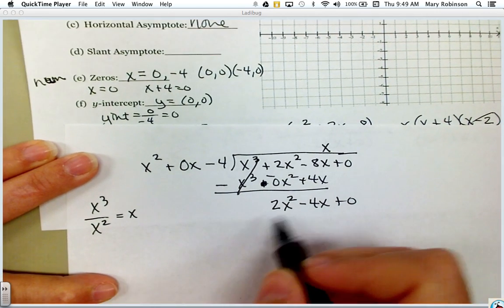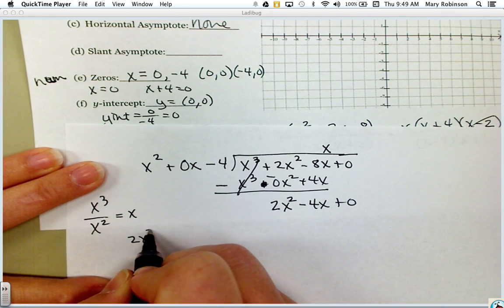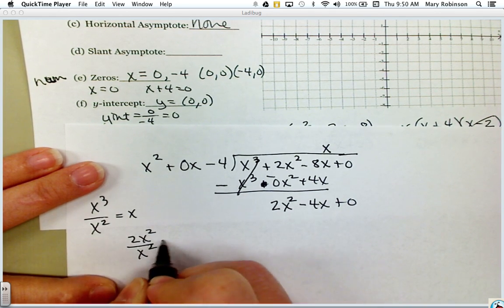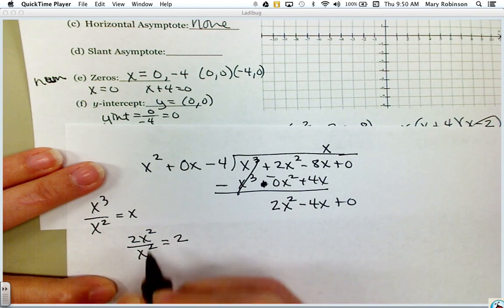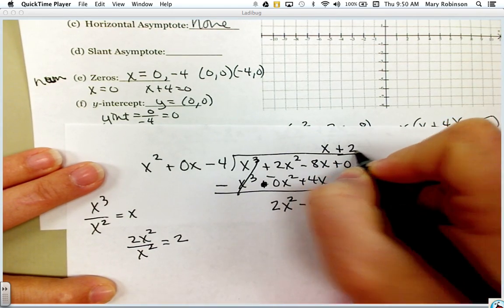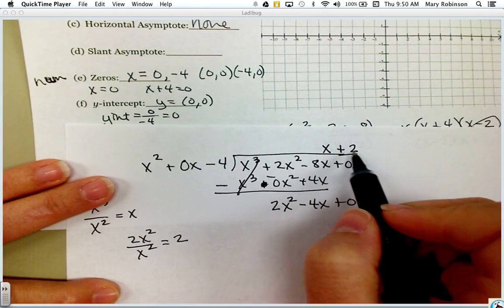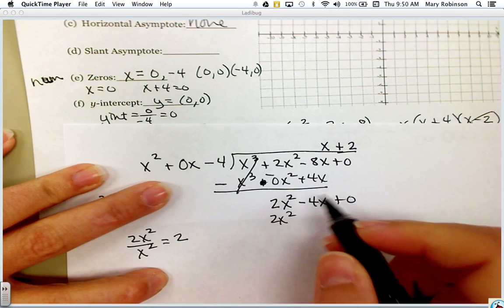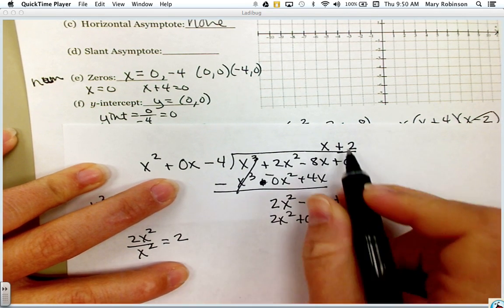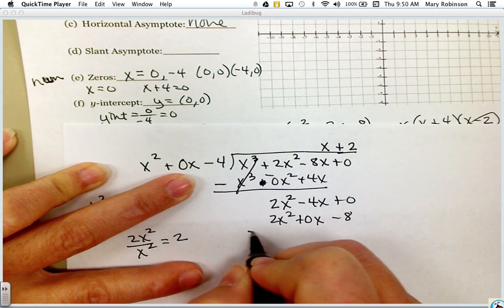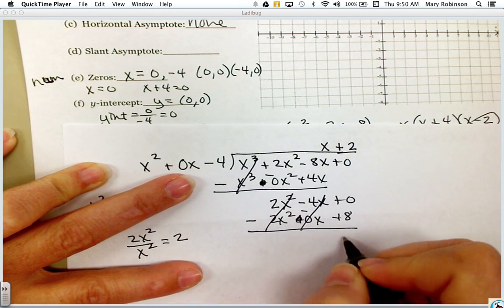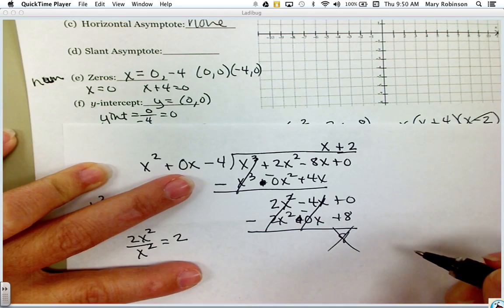Again, starting the process over, I take this leading term here, 2x squared, and divide by x squared, and I get positive 2. So I'm going to put my positive 2 up here over my constant 0 and multiply. 2x squared plus 0x minus 8. Draw my lines, change my signs, and really the remainder is negligible.